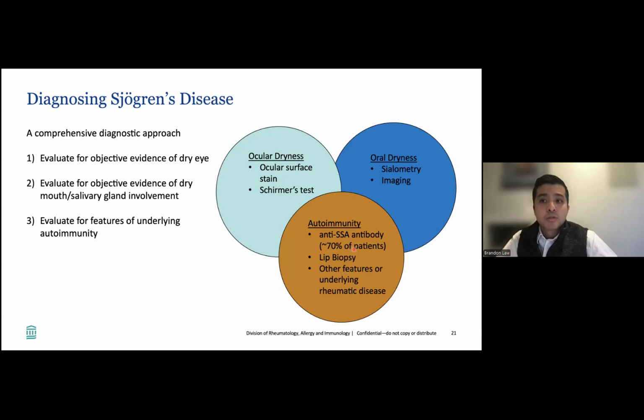Sometimes people are referred for what we call a lip biopsy, a biopsy that's done in the inner lip. It's a very quick procedure that could be done. And then we can look for evidence of inflammation in the salivary glands through this small biopsy. But we could also look at other features of underlying rheumatic disease, which means low blood counts, joint swelling, these sorts of things, other antibodies that could help support the idea that there's an autoimmune process going on.